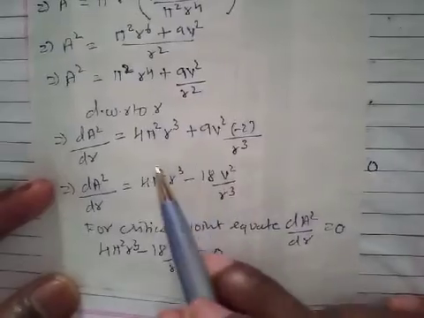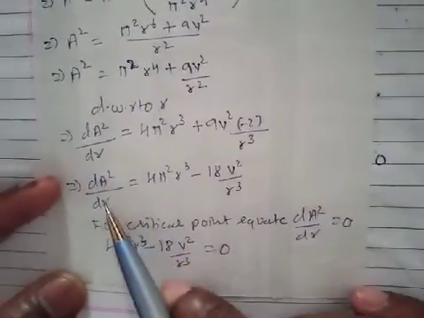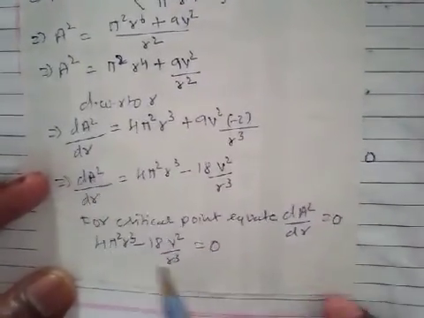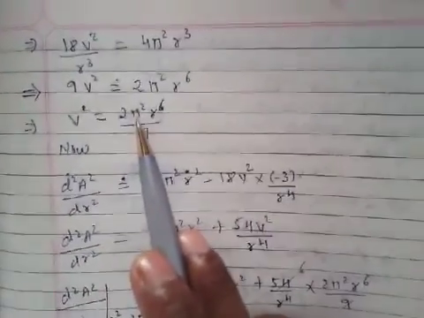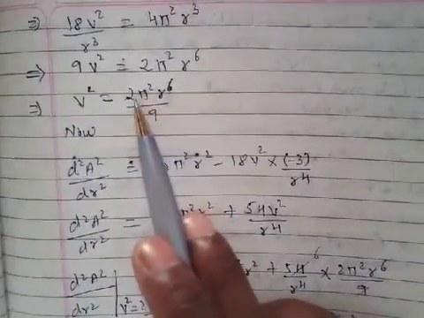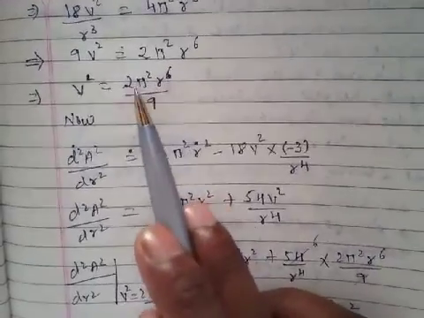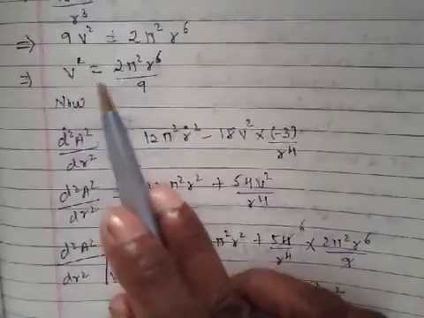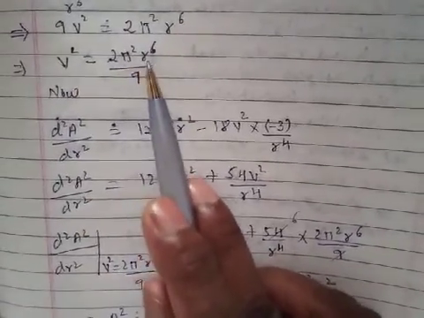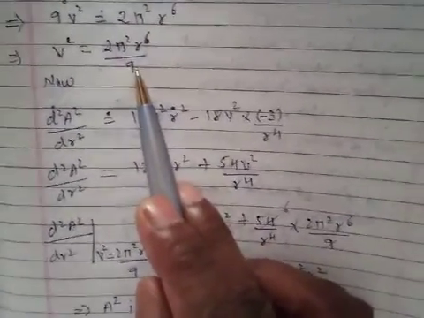Now with this we got dA square by dr. For the critical point we have to equate it to 0. So when we equate it to 0, we get v square is equal to 2 pi square r raised to 6 upon 9.